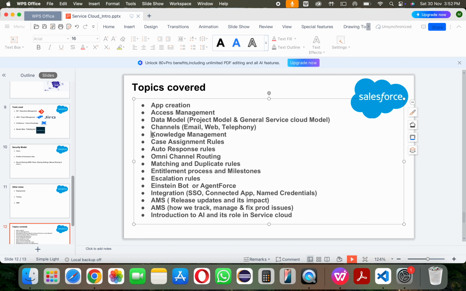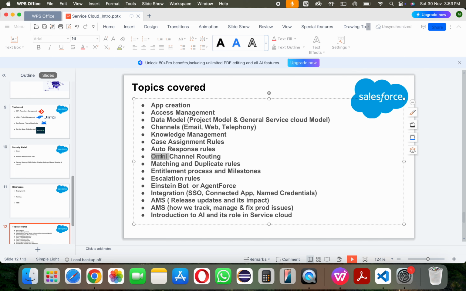Then we also have something called knowledge management. It's a very important concept in Salesforce Service Cloud. So all these topics are related mainly to Service Cloud. Something like case assignment rules, why we go with that, auto response rules, and one important topic is omni-channel routing.